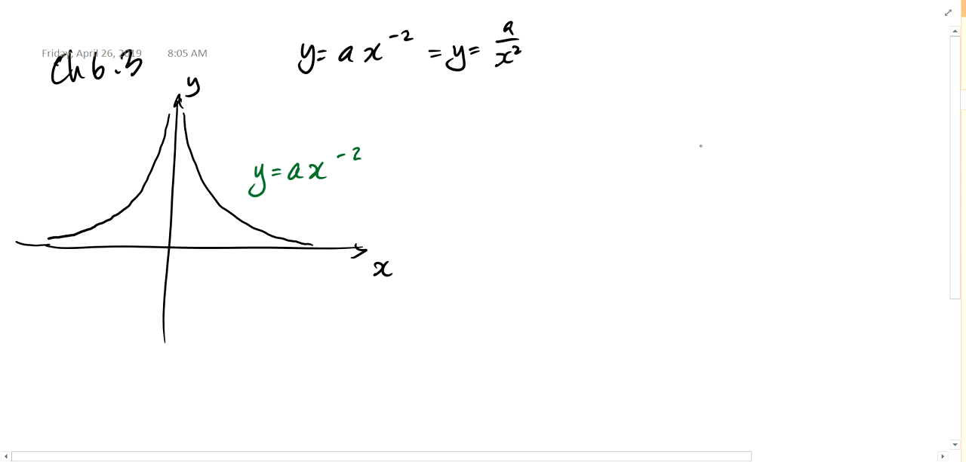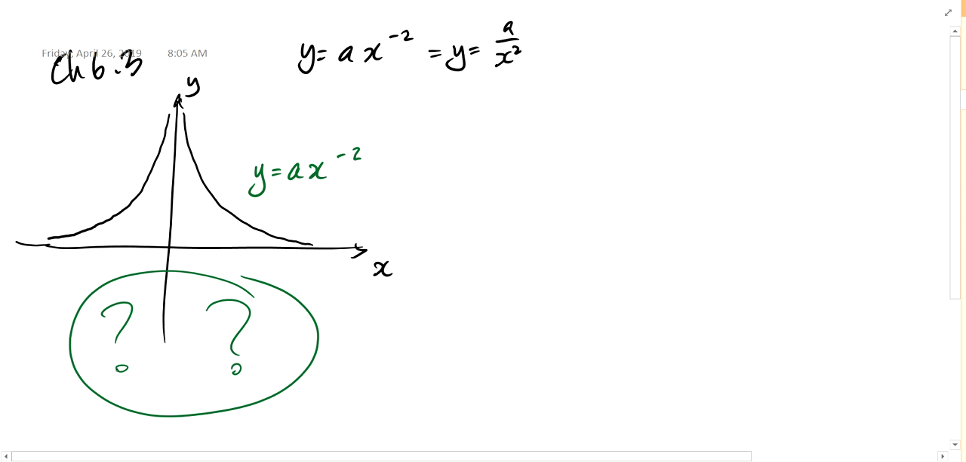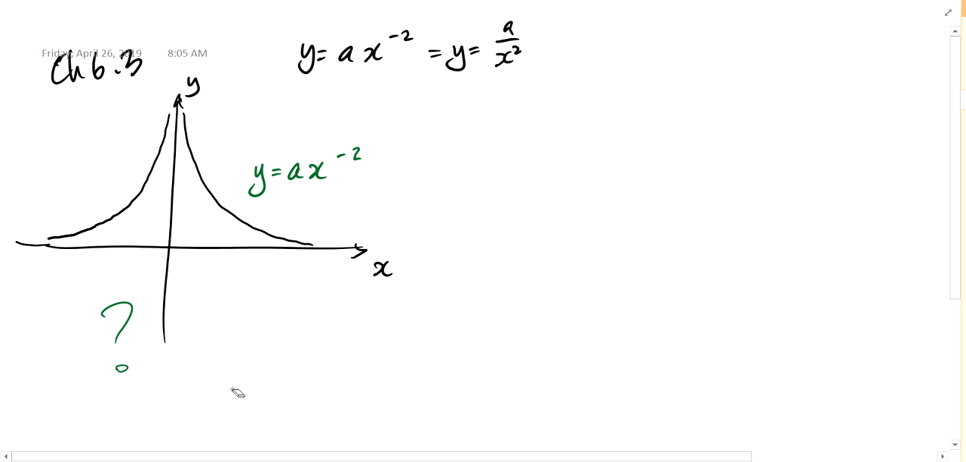Now, back to this graph again, y equals ax to the power negative 2. Why is it that the graph falls above the x-axis? Why isn't there anything here? For anything to be below the x-axis, what must the value of y be? Y must be negative, right? Is it possible for y to be negative over here? Why not?